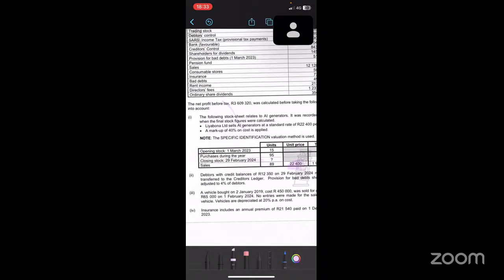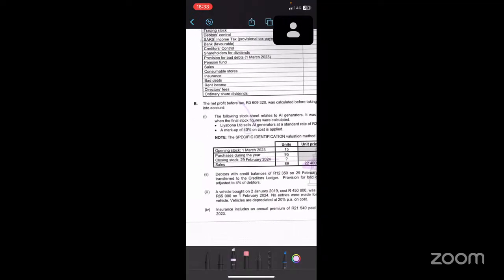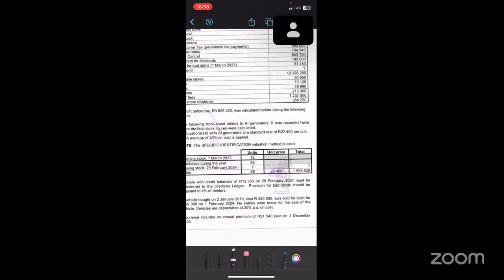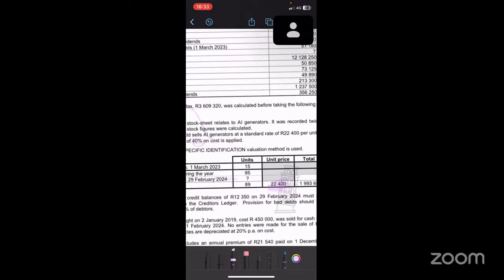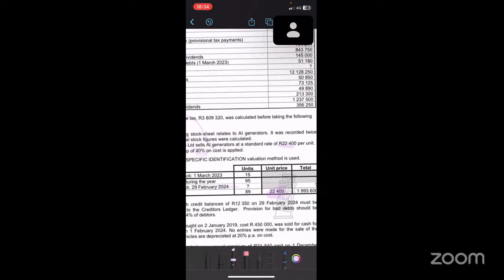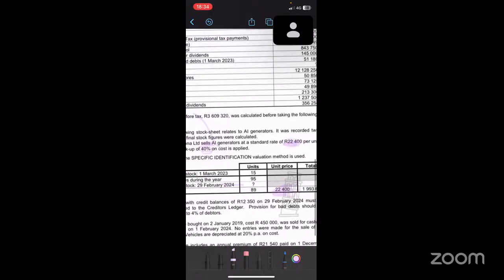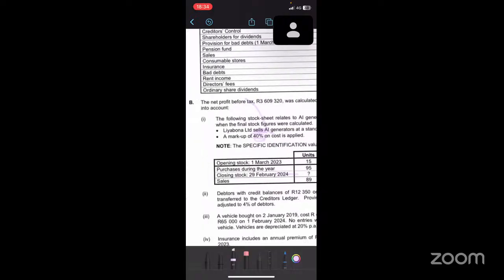So they said they add 40% to what? To the cost price, okay? So you're gonna take the 22,400 rand. Remember, Kim, they said this is the standard rate, meaning that they sell it. This is the selling price. Sells AI at a standard price of this, okay? So we don't value stock at a selling price, but we value it at a cost price. So they said they add a markup of 40%. So that means the 22,400 rand has a 40% in it, right?